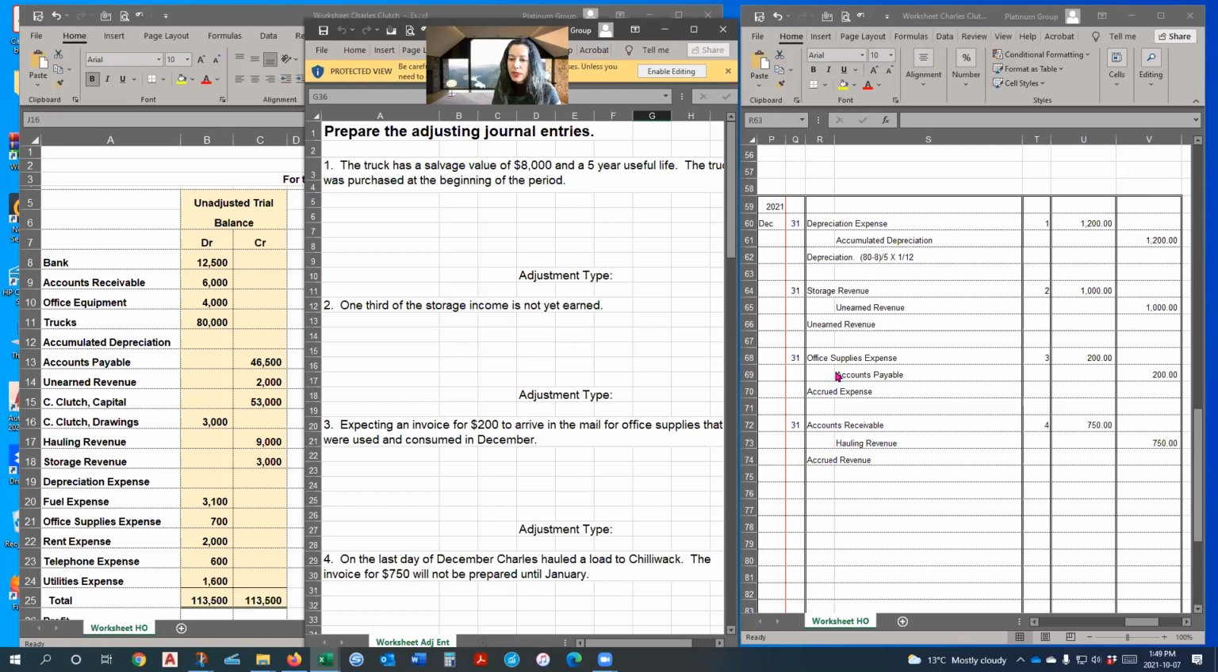So we debit office supplies expense, and you'll notice I use office supplies expense because that's the name of the account over here in our trial balance, office supplies expense. And we haven't paid it yet, so it goes into accounts payable.